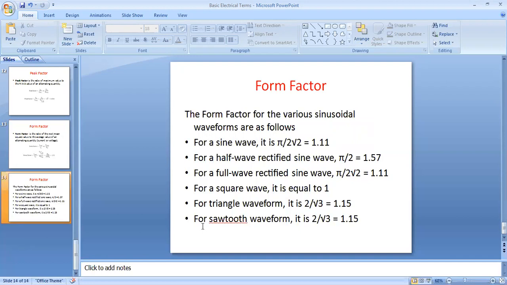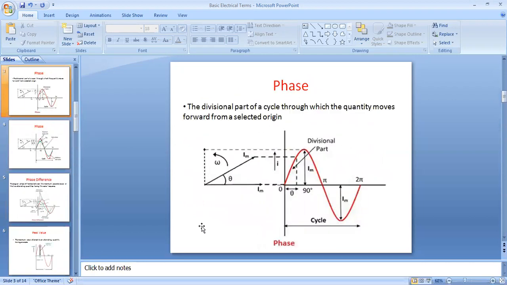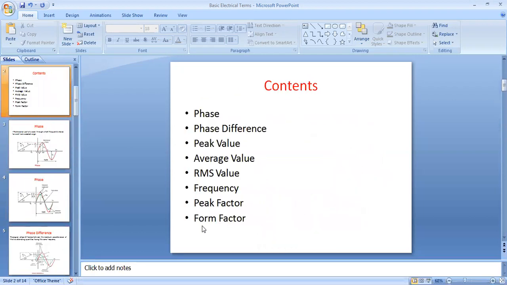So this is all about the phase difference, then peak value, average value, RMS value, frequency, time period, and peak factor, also form factor.